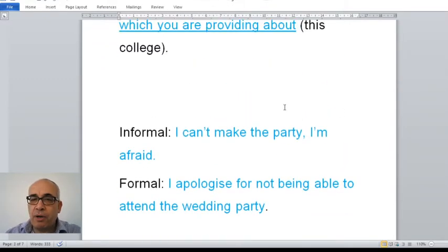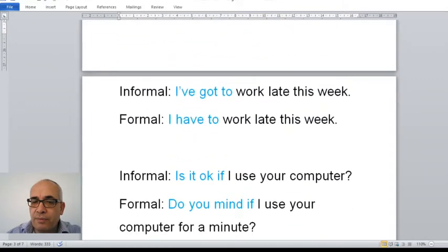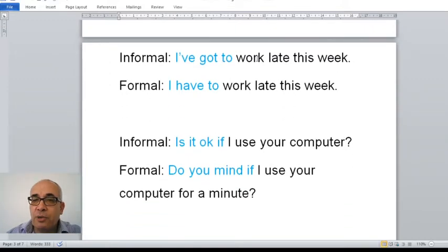"I can't make the party, I'm afraid." The formal one is "I apologize for not being able to attend the wedding party." So again, "I apologize" is formal, and I have to explain which party I am speaking about to make it very clear. Next one, again: "I've got to work late this week." The formal one is "I have to work late this week." So I change "I've got" into "I have to."